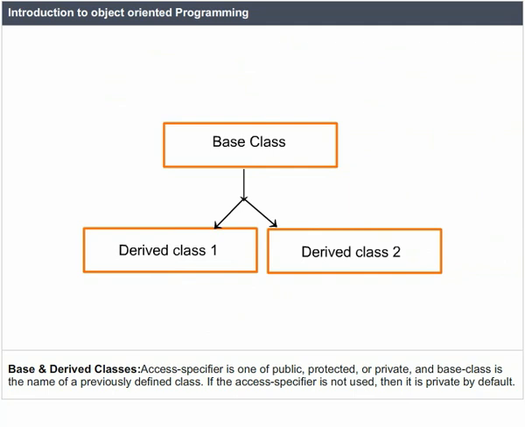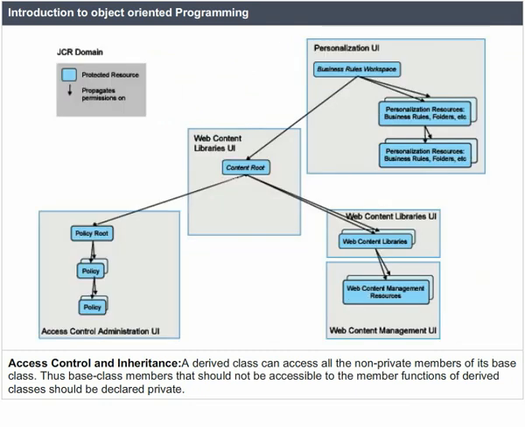Access specifier is one of public, protected, or private, and base class is the name of a previously defined class. If the access specifier is not used, then it is private by default. Access control and inheritance. A derived class can access all the non-private members of its base class.